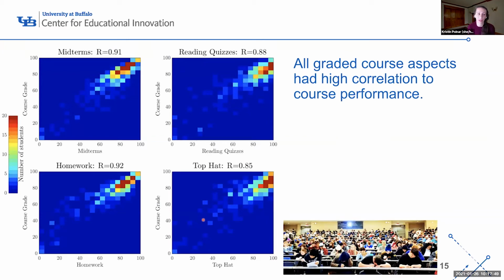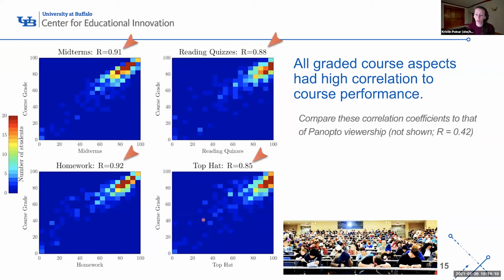So there's the four assessments from the previous slide here and their correlation with their final grade. So midterms, reading quizzes, homework scores, and the in-class lecture questions, which I did on Top Hat last semester. Everything had high correlation coefficients of 0.85 and above. And if you recall, the Panopto watchership correlation coefficient was 0.42, so less than half of the correlation with these actual graded assessments. All four of these course aspects were graded, whereas watching a Panopto lecture didn't earn the student any course points.